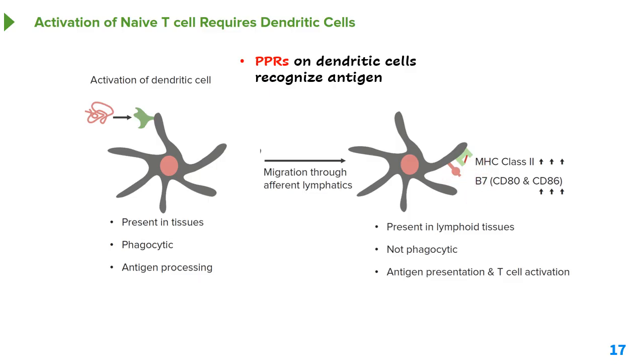Well, B7 has another name. You can call it CD80, CD86, right? But I just like to stick to B7 because it's enough acronyms that we have to remember, right? But if you see anywhere CD80 or CD86, in the back of your head you go, oh, that's B7. All right.